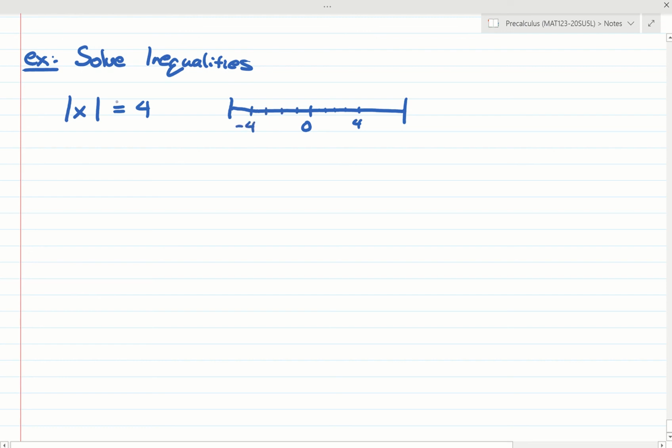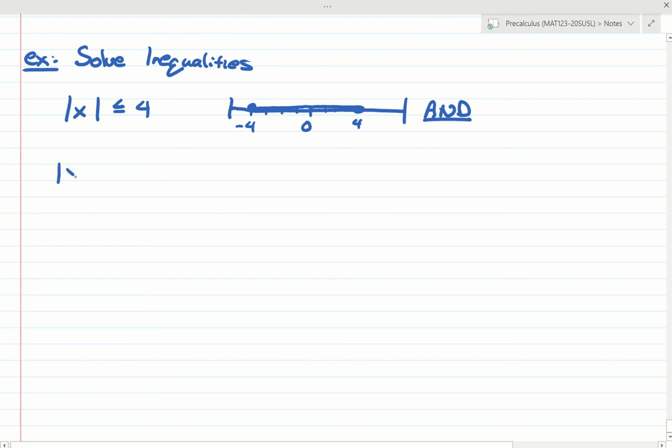What if I said absolute value of x is less than 4? That means the distance from 0 on a number line, any number that's less than 4 units away. Well, all of these numbers are less than 4 units away. All of these numbers are less than 4 units away. So you can see that this is actually an AND graph.